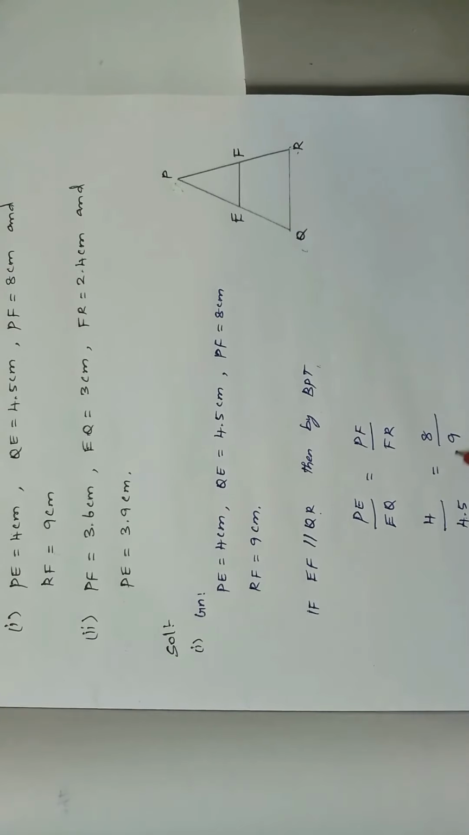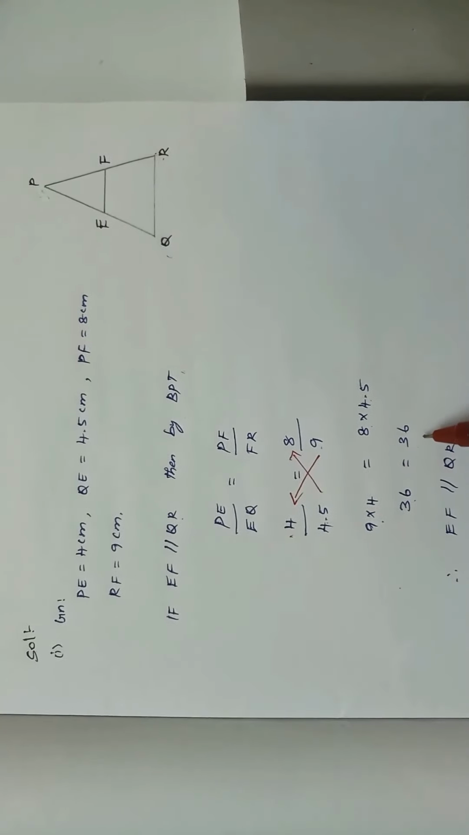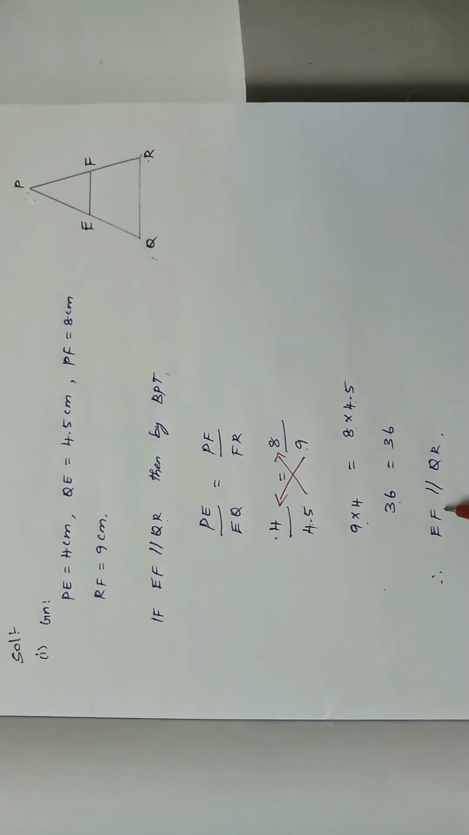So just do the cross multiply: 9 into 4 and 8 into 4.5. 9 into 4 is 36. 8 into 4.5 is also 36. 36 is equal to 36, right? Therefore, EF is parallel to QR. Understood? Suppose the values are not equal, then EF is not parallel to QR, right?